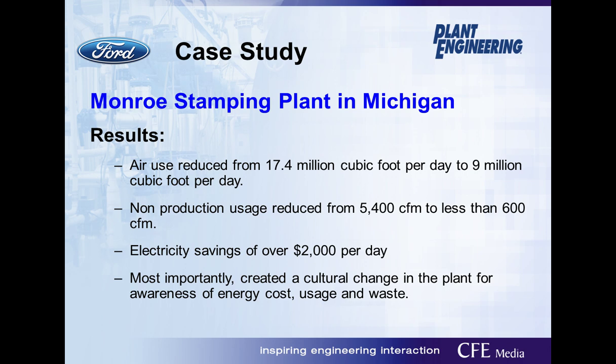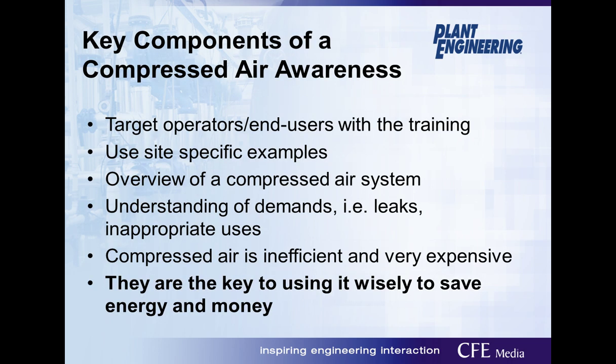The results: they went from using 17.4 million cubic feet per day to 9 million cubic feet per day. The non-production usage went down, so we're talking mainly air leaks, from 5,400 CFM to less than 600 CFM. They were saving over $2,000 a day in electricity costs. And the big important thing is it really created a culture of change in the plant, not only an awareness of energy, but the usage and waste and what the costs were. So again, it's really important to keep people involved and have them understand what these costs are.